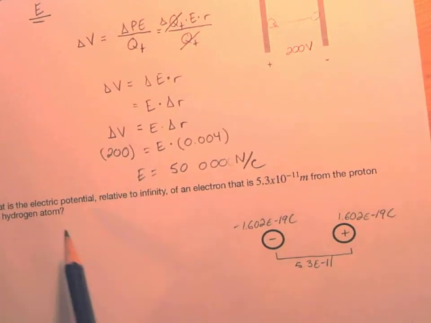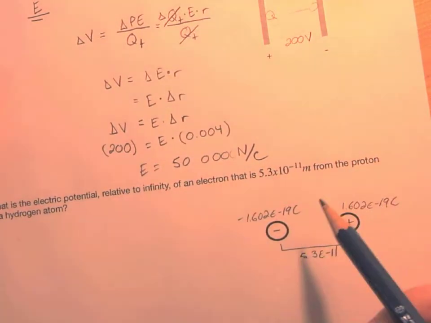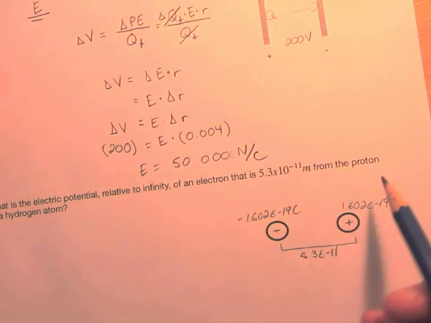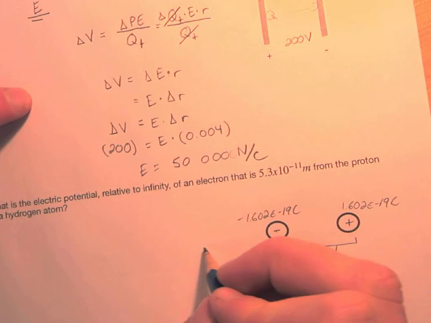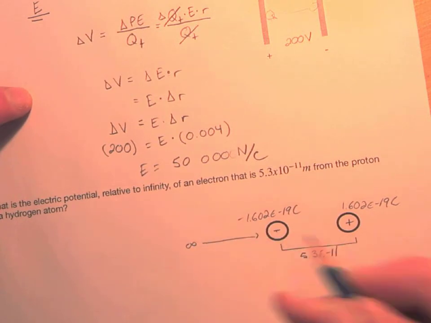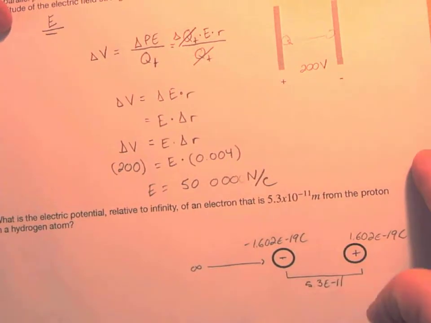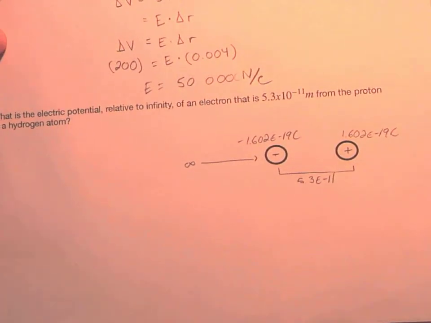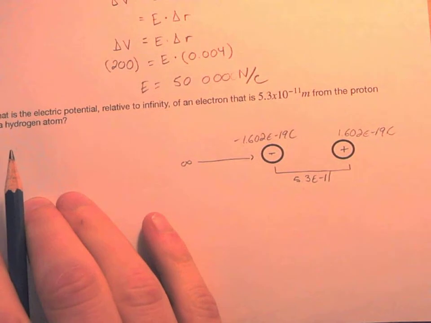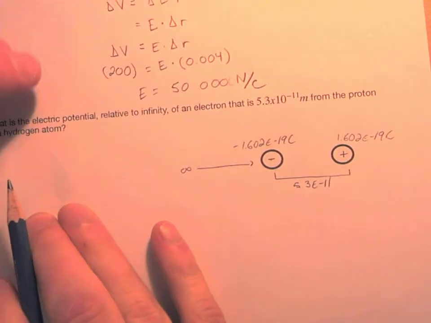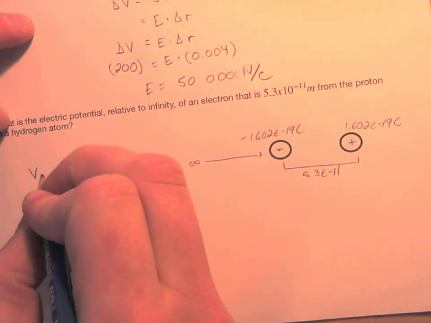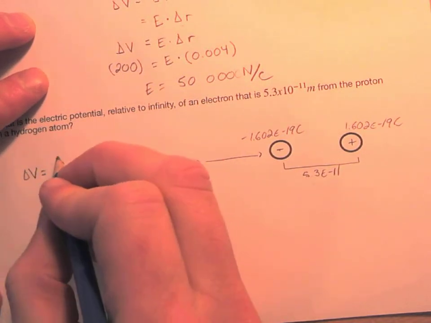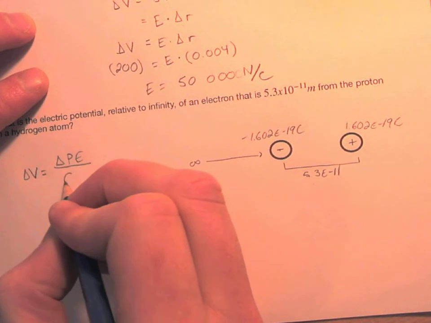All right, question 6. What is the electric potential relative to infinity of an electron that is 5.3 e to the negative 11 meters from the proton? This is relative to infinity, so it's going from infinity to this spot. So what is the electric potential, which we know is the variable V, relative to infinity? Usually you use the change in V, which is the change in potential energy over Q_T.